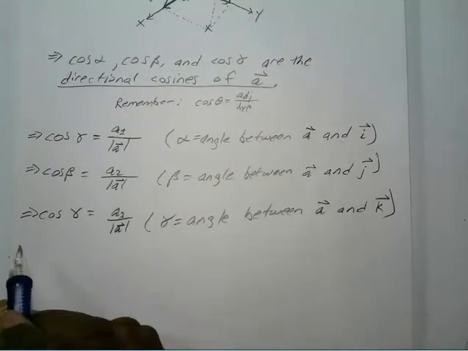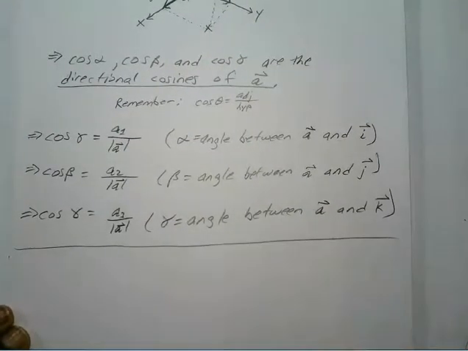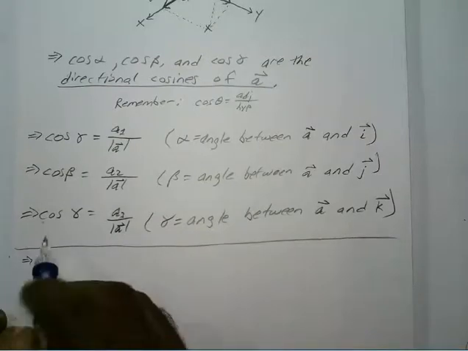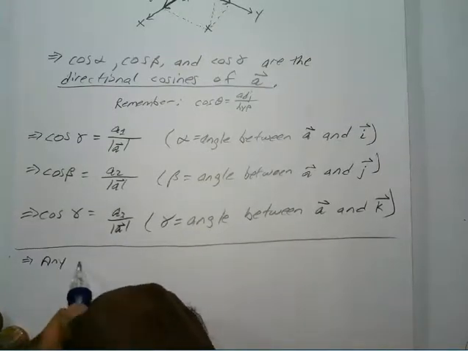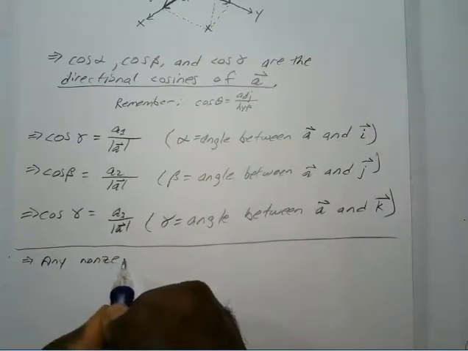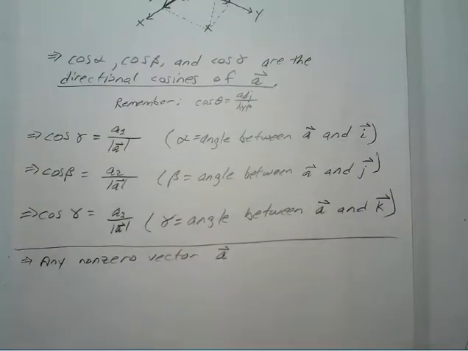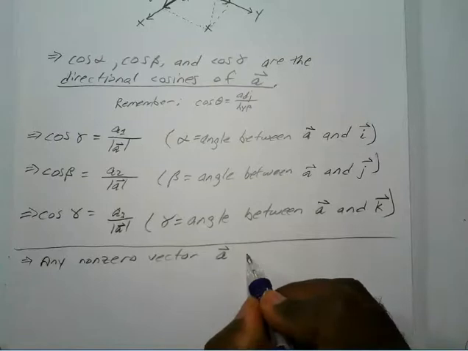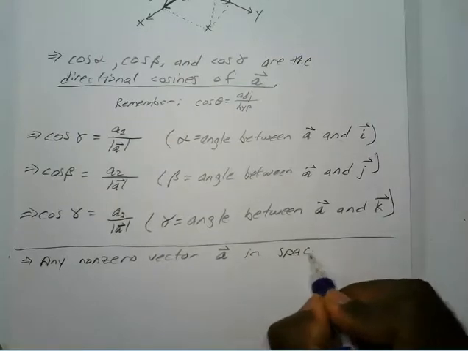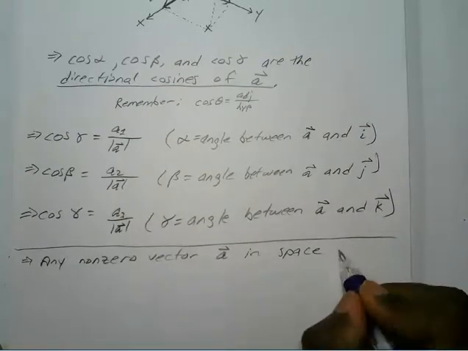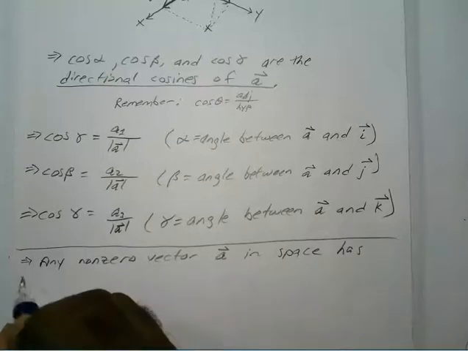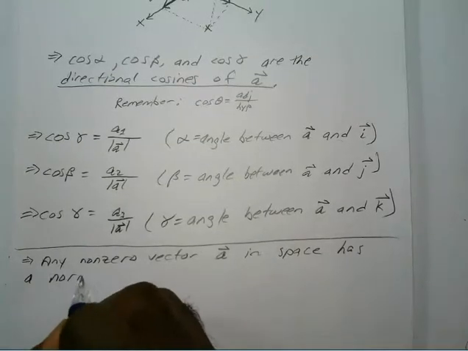Now, just a little tidbit of information here. Any non-zero vector, which we'll call A, in space, be it 2D or 3D, has a normalized form.